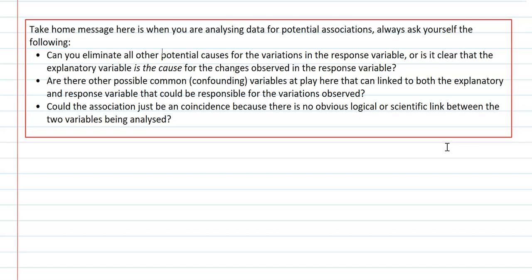I hope this has helped with your understanding of association and causation.